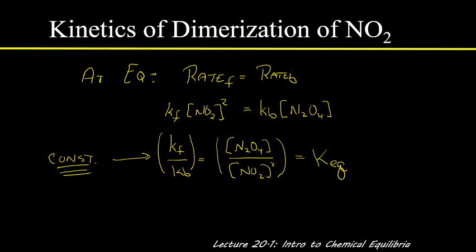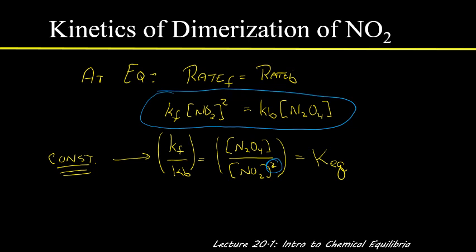I wanted to do this other example just to show you that sometimes we get exponents in that equilibrium constant expression. We're going to look more at the exponents in a subsequent video. I just wanted to call your attention to that here to show you that those can arise, and they come from these rate laws.